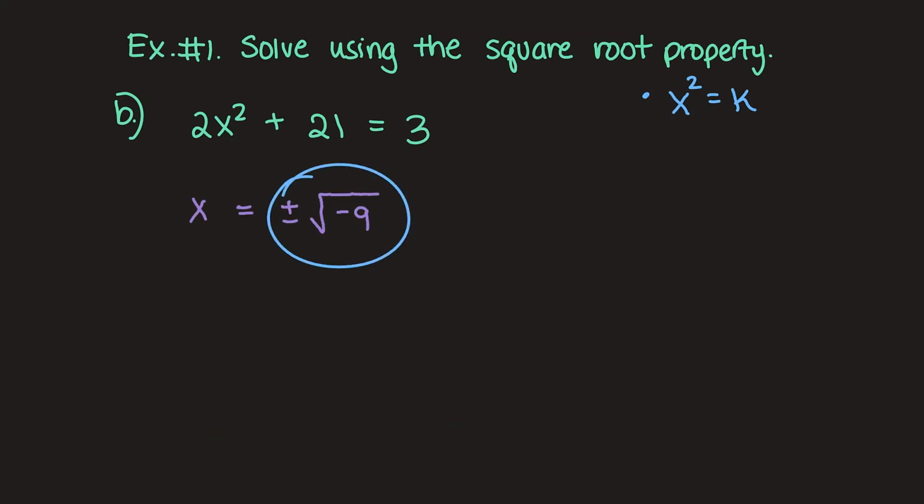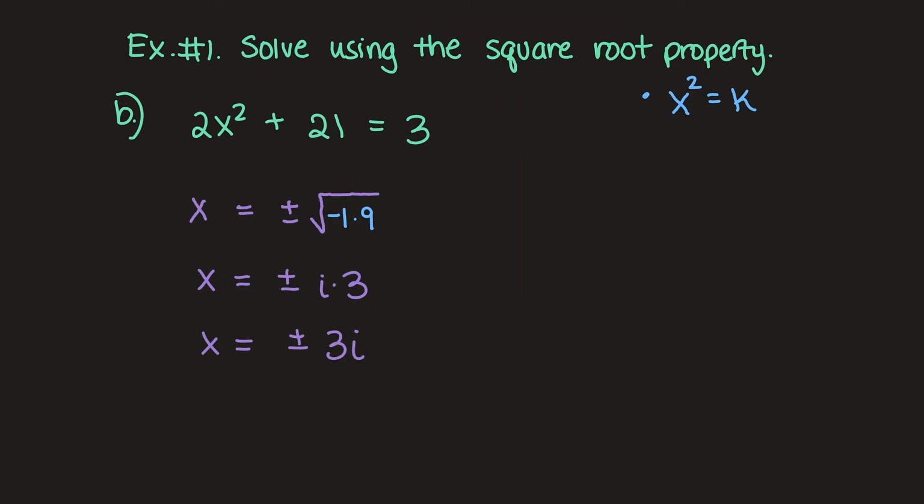We can then simplify the radical, and we're going to have a complex number as a solution since we have a negative radicand for the square root. So simplifying this will give us plus or minus i times 3, which is the same as plus or minus 3i. And our two solutions for x are positive 3i and negative 3i. And again, you can just leave it as plus or minus 3i.